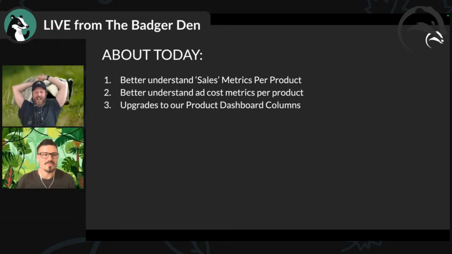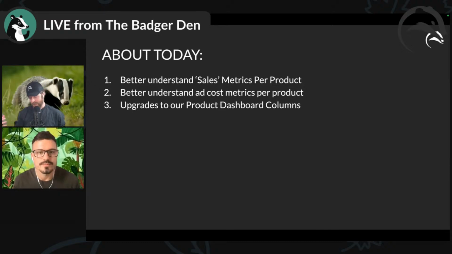So, what we're going to cover today is we're going to better understand sales metrics per product. We're going to better understand ad cost metrics per product. And we're going to be talking about some upgrades that we're going to be making to the product dashboard columns. And these are really interesting, nuanced components of Amazon advertising that I do not believe a lot of people understand.